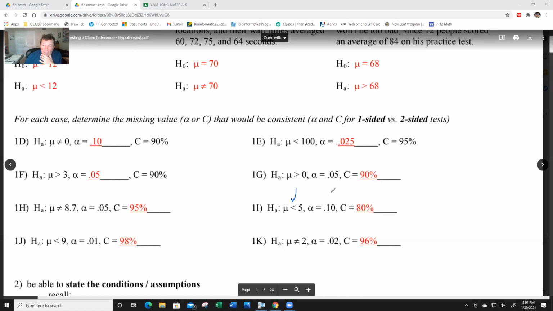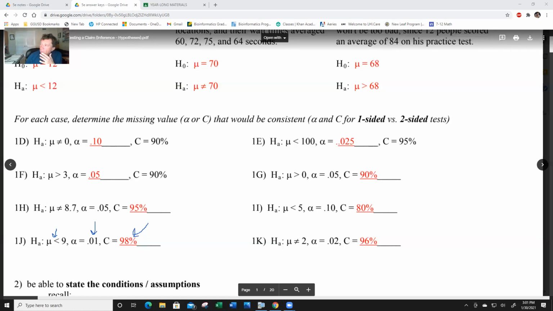One-sided. So I've got to double 10% and make it 20%. 100% minus 20% is 80%. Okay. This one is one-sided. I'm going to take this alpha and double it, make it 0.01 to 0.02, which is 2%. 100% minus 2% is 98%.